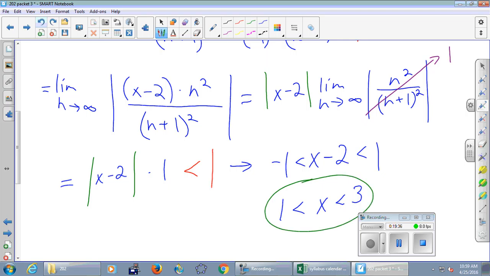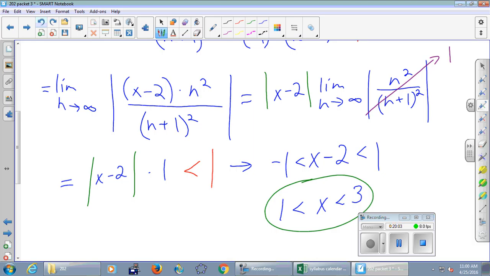Okay, so what was our vocabulary phrase for this interval? Interval, yeah, domain is good. Interval of convergence, the IOC. If you pick x's between 1 and 3, plug them into the original series, you will get a convergent series. Okay. Interval of what? Convergence, IOC. Okay.